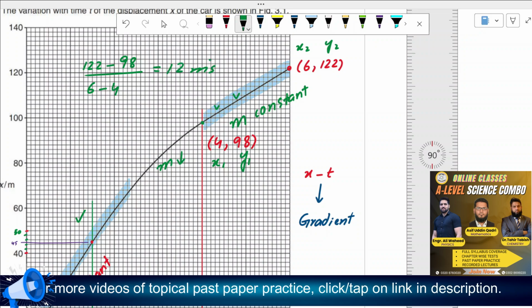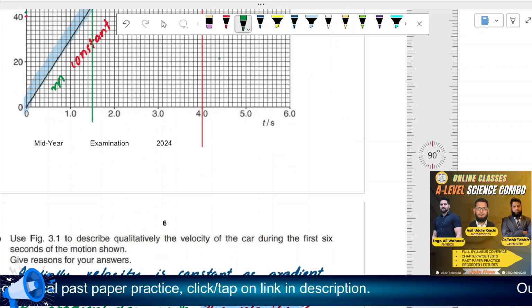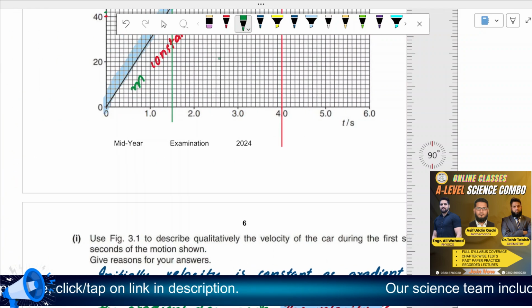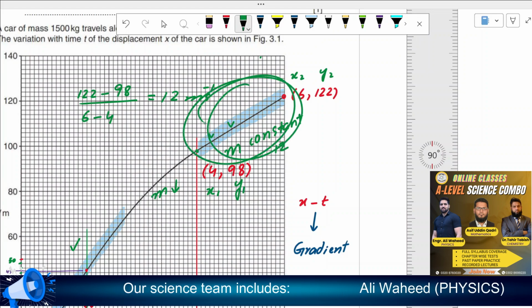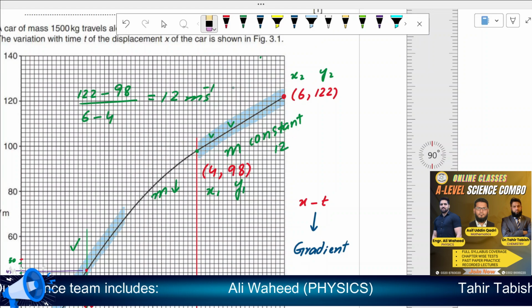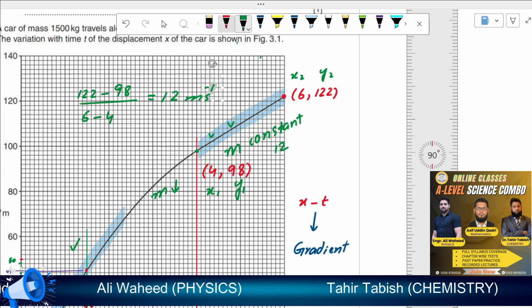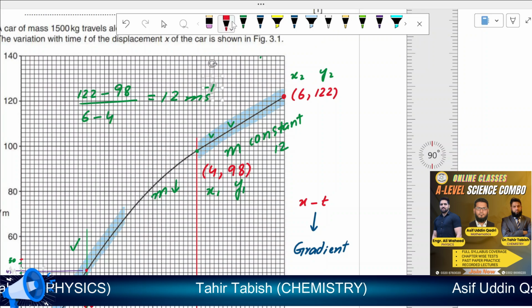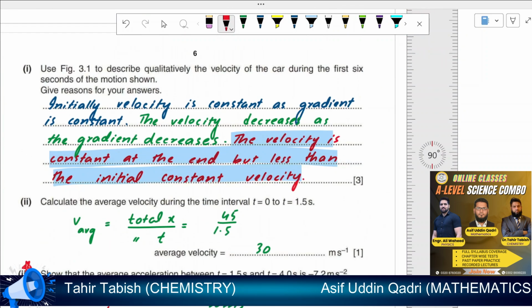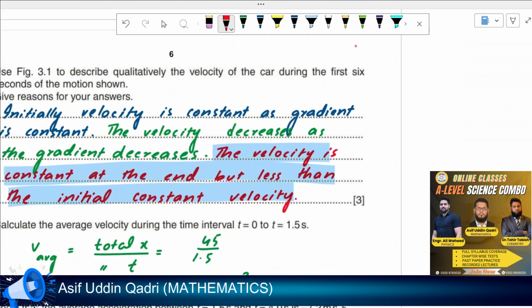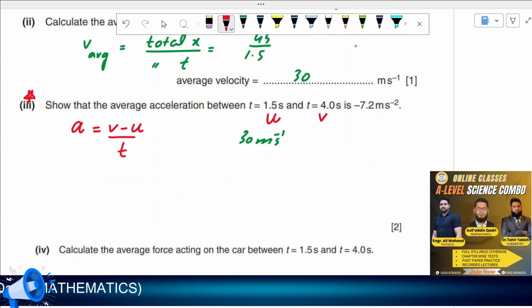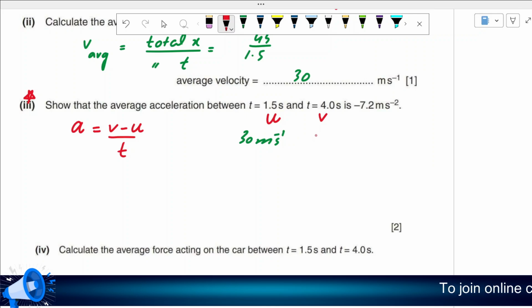So the velocity at 4 seconds is 12 meters per second. And as a matter of fact, the velocity is 12 in this entire region. The velocity is constant. How much is that? 12. So now we do have the value of the final velocity, or you can say the velocity at 4 seconds, which is 12 meters per second.